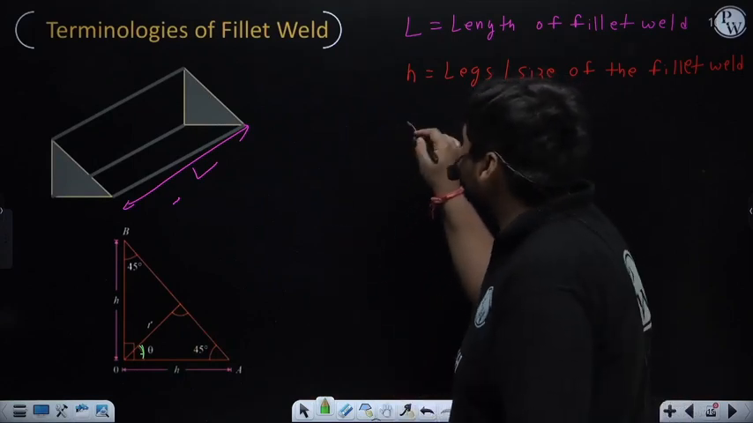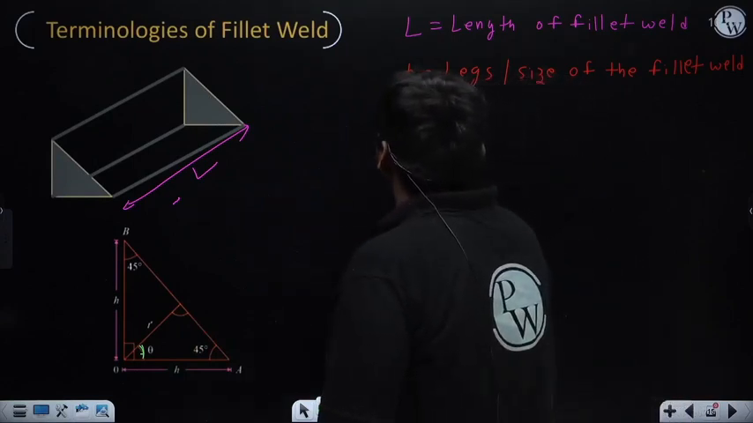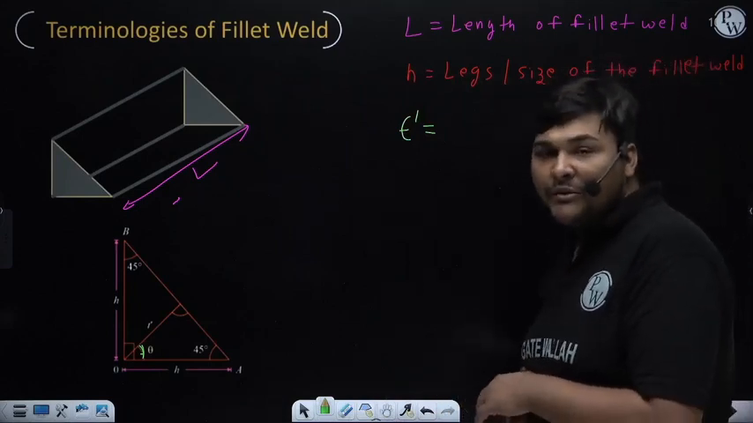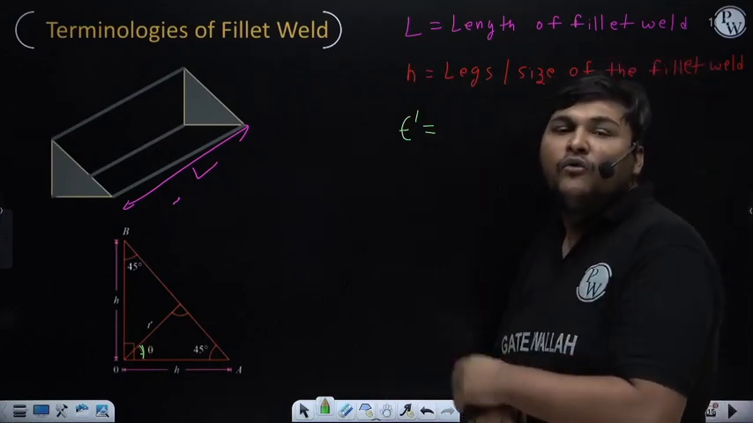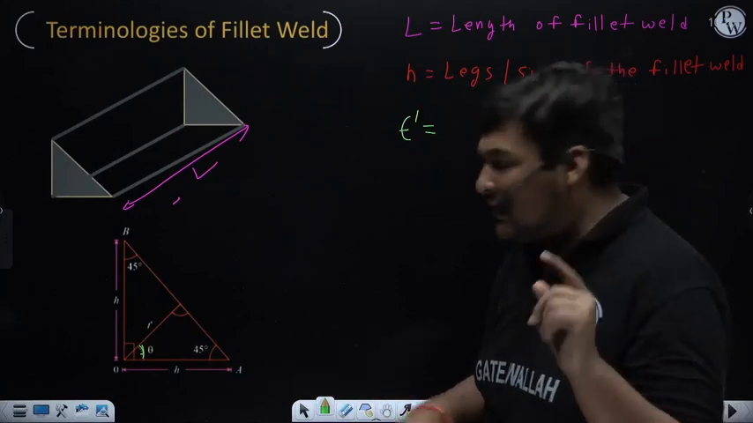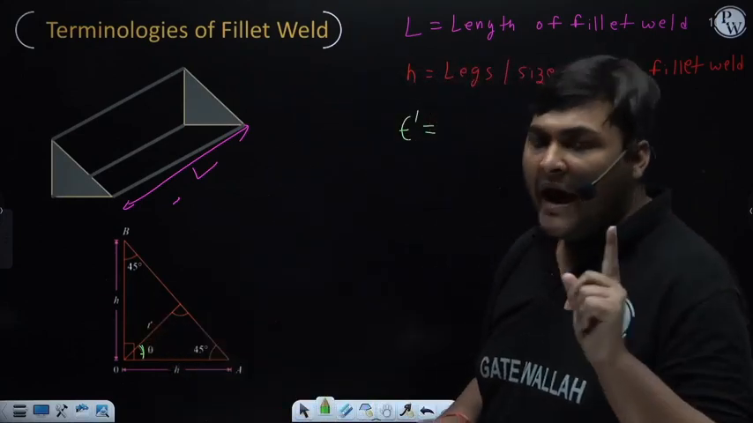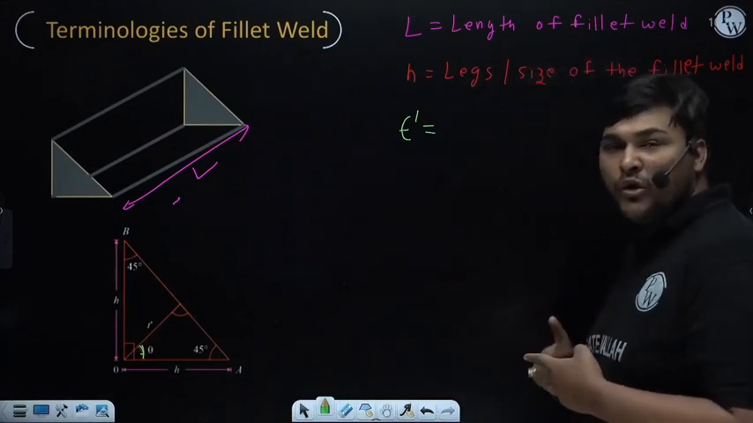Now the formula to calculate that thickness, T dash. T dash is the thickness of this fillet weld at angle theta from one of the leg dimensions. Whether you are taking from this leg dimension or this leg dimension, it will not matter. And the formula to calculate this thickness, I am not going into the derivation.